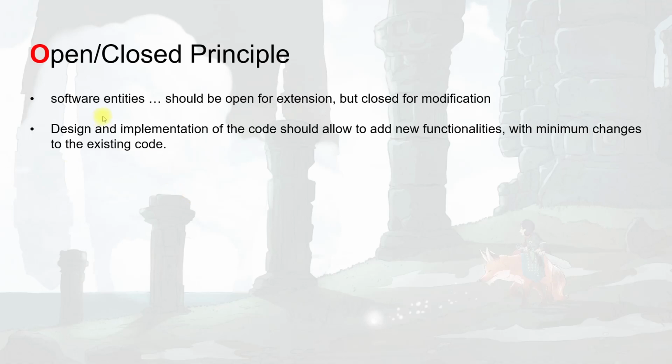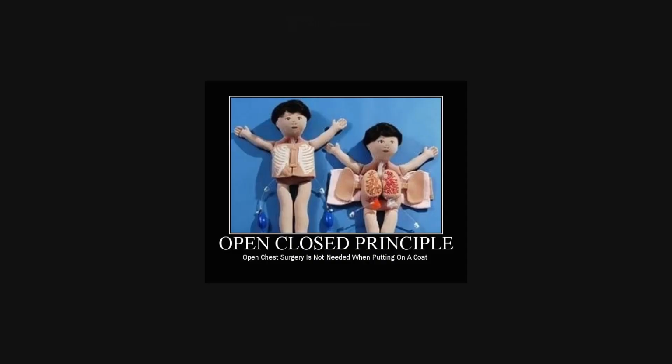So in more software specific terms, the design and implementation of the code should allow us to add new functionalities with minimum changes to the existing code. Now I got a nice picture to explain this. This is from an article in Gamma Sutra about the SOLID principles. So, open closed principle. Open chest surgery is not needed when putting on a code.